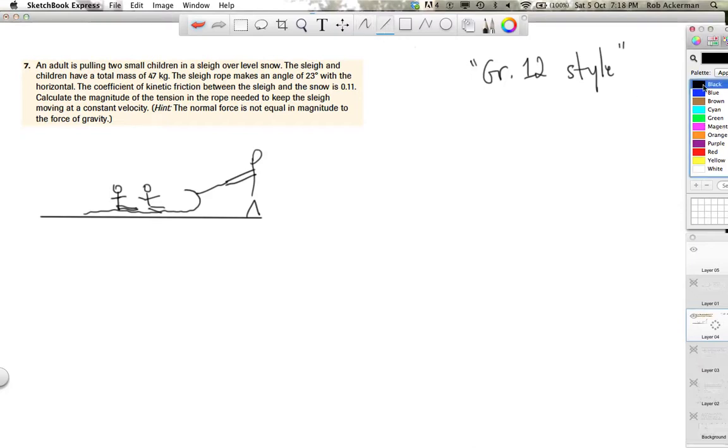23 degrees with the horizontal. So if I sort of imagine to myself, there's the vertical, and there's the horizontal, then the angle I'm looking at in here, in which I haven't left myself much room to draw, is 23 degrees. Here's y, and there's x. They tell you that the coefficient of friction between the snow and the sleigh is 0.11. Kinetic friction, of course, because mom is pulling these kids in the sleigh.